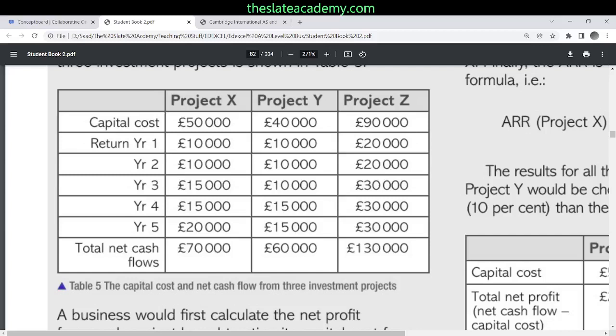It's 10% for Y. Okay, so it's 10% and 8.9, roughly 9% for Z. 9% for Z, 8.88888.